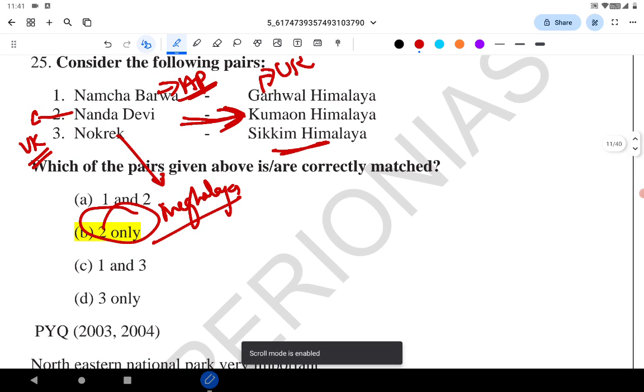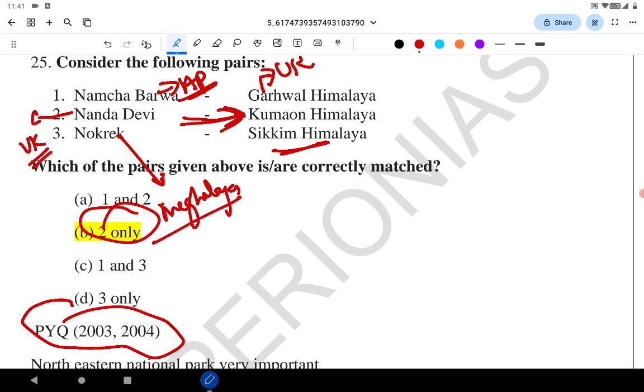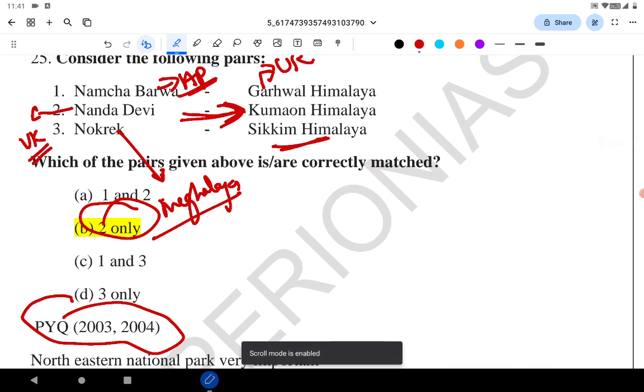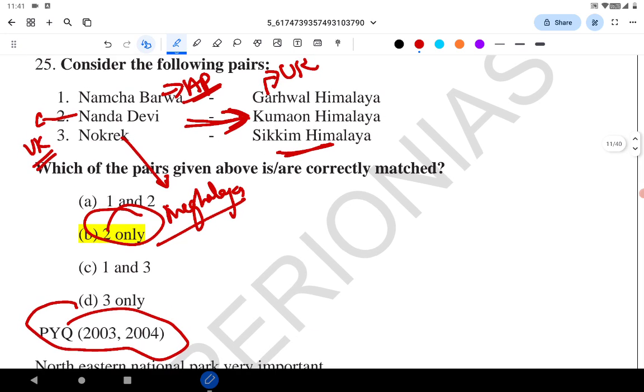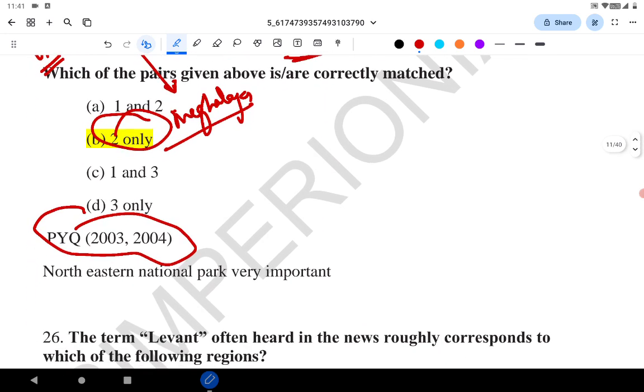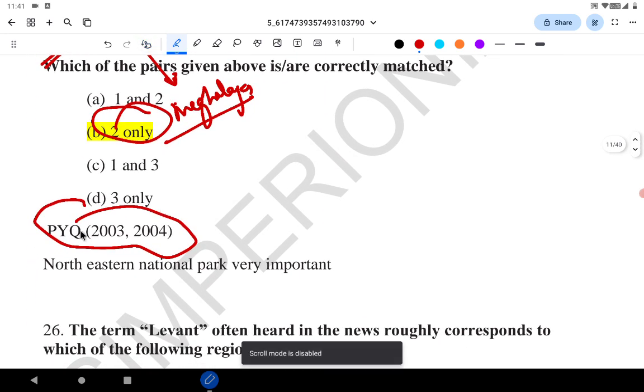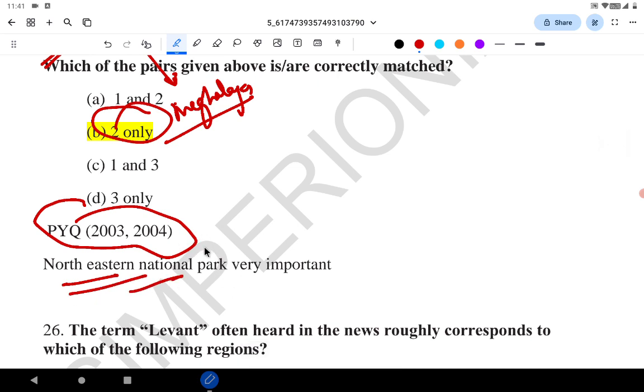See, even just knowing the national park names will help you in solving these questions. It's even a PYQ. Again, we are saying it. The national parks of the northeastern states are important, and even the Himalayan foothills: Uttarakhand, Himachal Pradesh, even Jammu Kashmir.